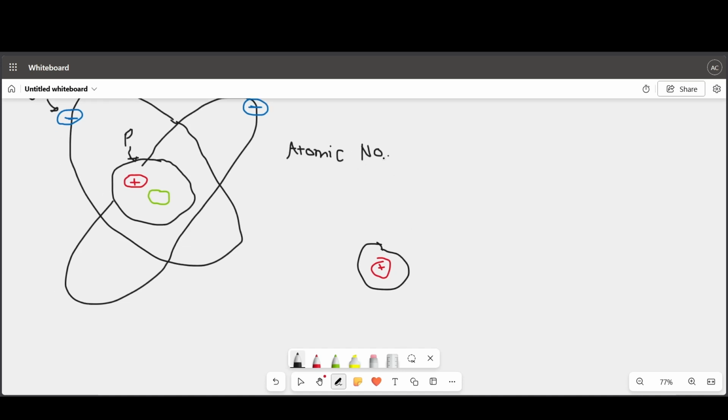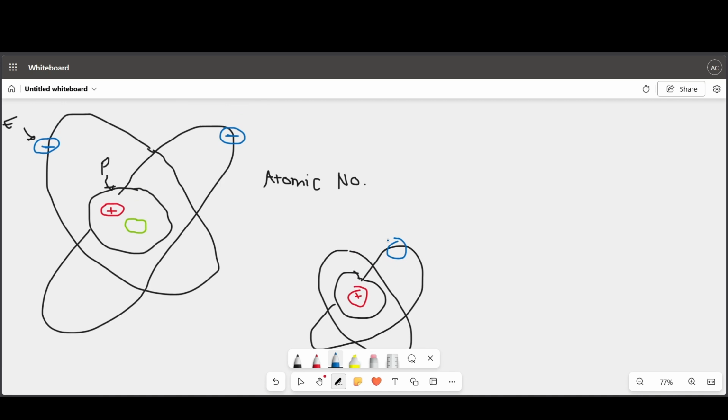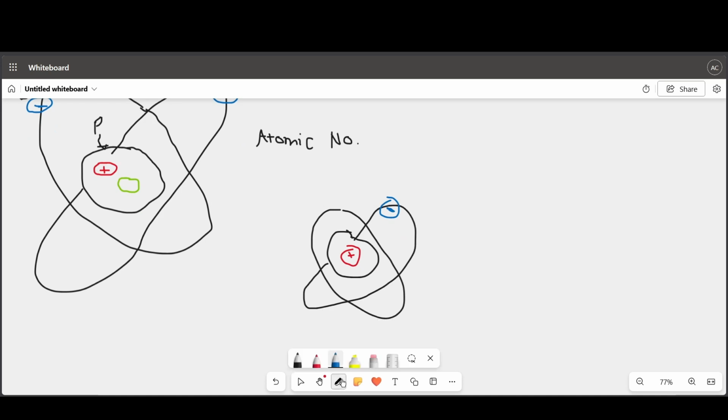So let's just assume that this is the pathway of the electron. Sorry for the bad drawing again. So this is going to be the pathway of the electron. We're just going to have one single electron outside of here. And as I mentioned, the number of protons inside the nucleus is directly equivalent to the number of electrons outside of the nucleus.